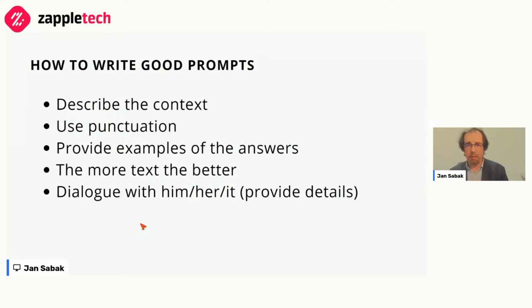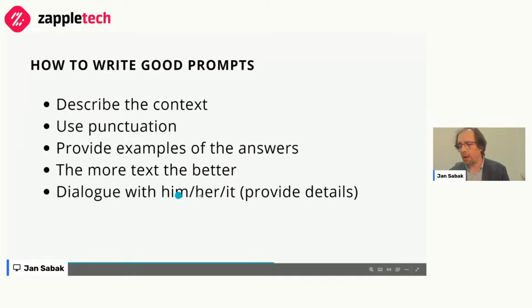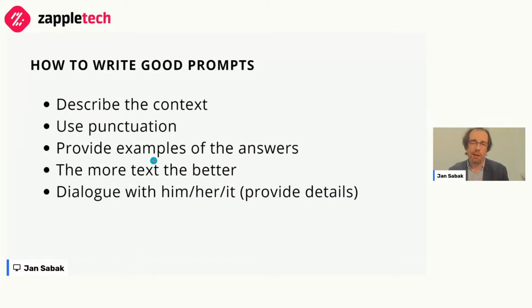Generally, the more text, the better. So it's like communicating with people. The more you tell, the more you get. The better, more accurate answers you will get. My preferred way of working with ChatGPT is dialoguing, chatting, with him, her, or it. Especially put him, her, or it, because you may ask ChatGPT if ChatGPT is he, she, or it, and the answer is whatever you like.